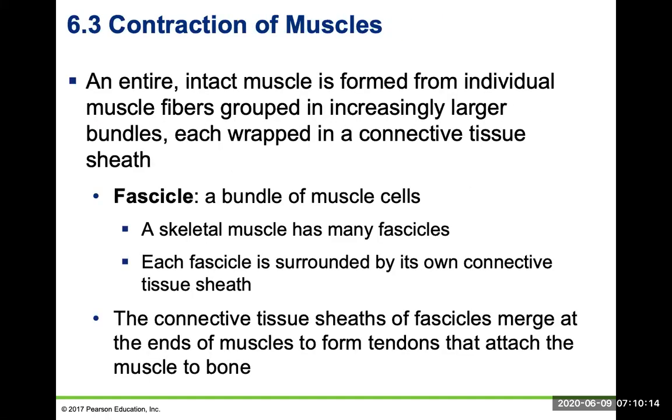An entire intact muscle is formed from individual muscle fibers that are wrapped in groups and increasingly larger bundles. And each is wrapped in a connective tissue sheath. A fascicle is what we call a bundle of muscle cells, and a skeletal muscle can have many fascicle bundles within it. Each fascicle is surrounded by its own connective sheath, and these connective sheaths of fascicles merge at the end of muscles to form tendons.